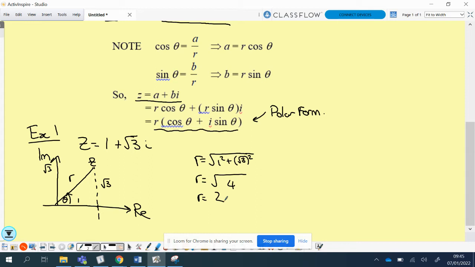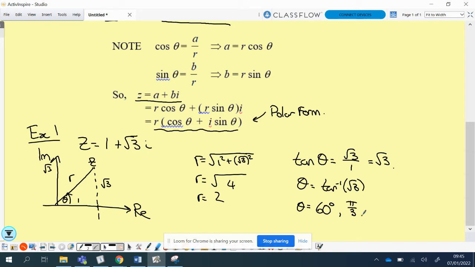Using trigonometry, now I know we've worked out the size of r as 2, but we're just going to use our base values of 1 and root 3 to get theta here. So if we use tan, because it's opposite and adjacent, tan theta would be root 3 over 1, which again just simplifies to root 3. And again, using your exact value triangles from last year, theta then becomes the tan inverse of root 3 over 1, and that would be theta is 60 degrees, which is, in radians, pi over 3. So that's what theta is there.